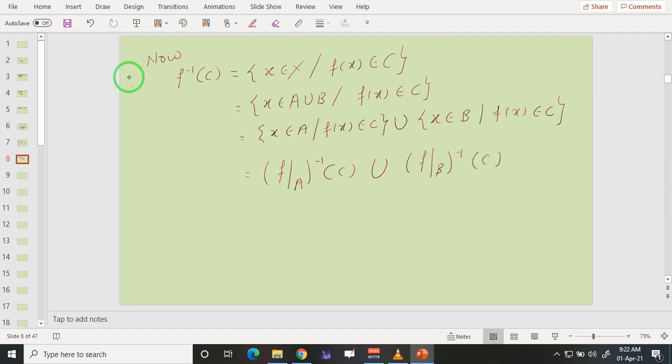And we already stated that this is closed in X, this is closed in X, and the union of two closed sets is closed, so this is closed in X, and hence f inverse of C is closed in X. Hence, f is continuous.